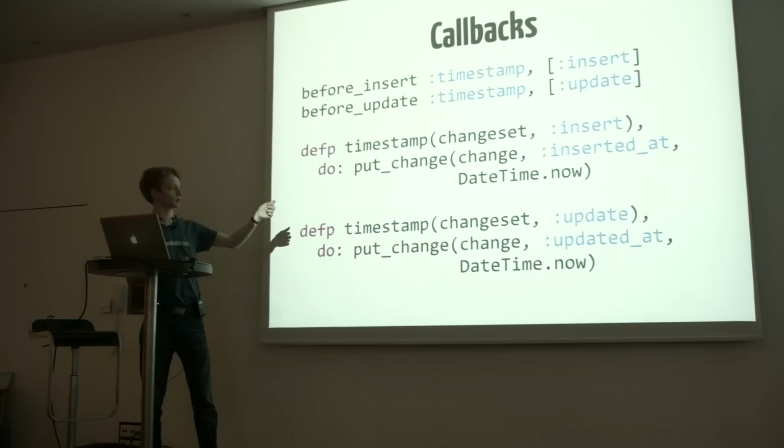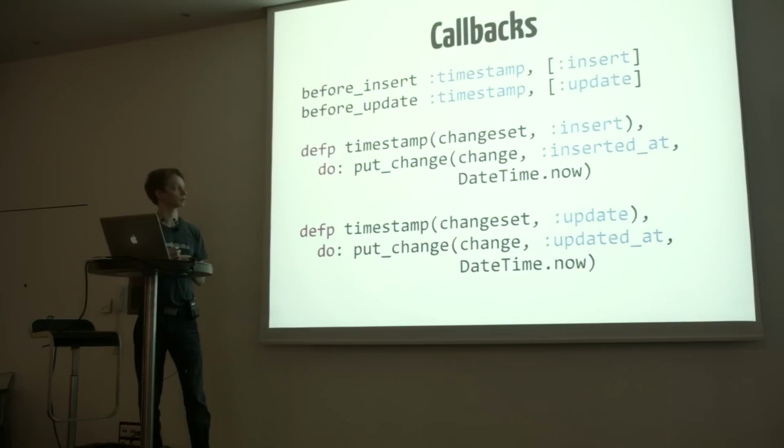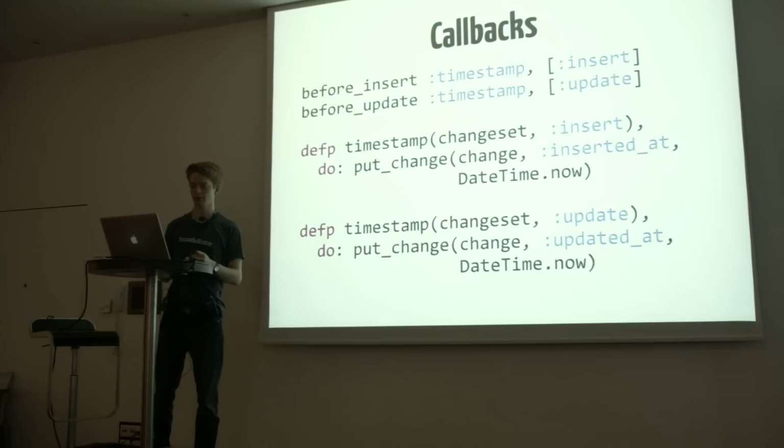And one thing we try to really explain when we talk about callbacks is that you should only use them for ensuring data consistency. You shouldn't use callbacks for application logic because that doesn't really fit the concept for callbacks. And with callbacks, you can do stuff like timestamps, which I show here. You can do optimistic locking, which is a way of ensuring that no one updates the record while you are changing it, and so on.